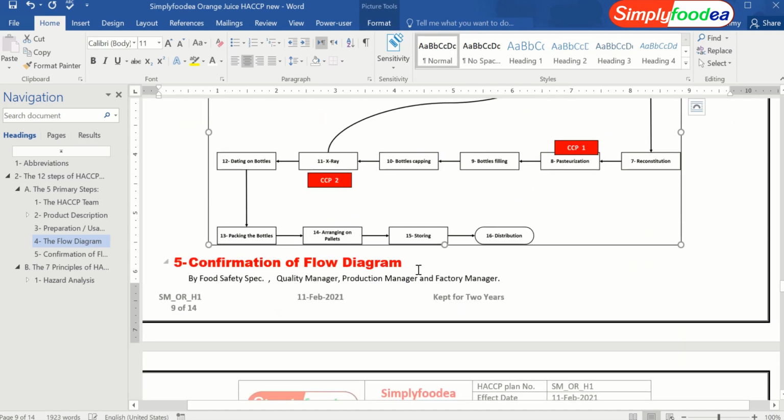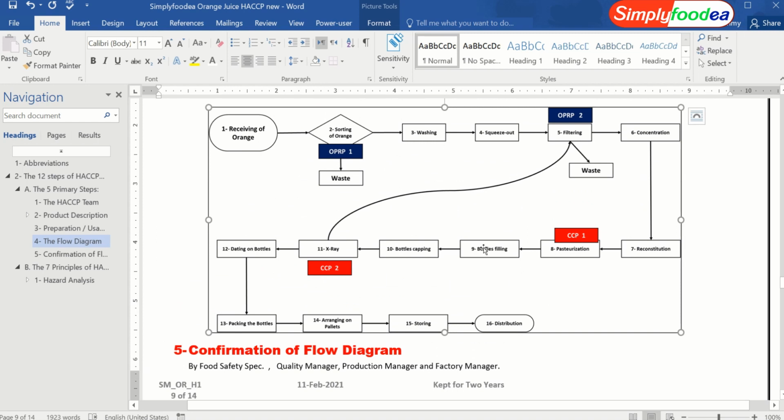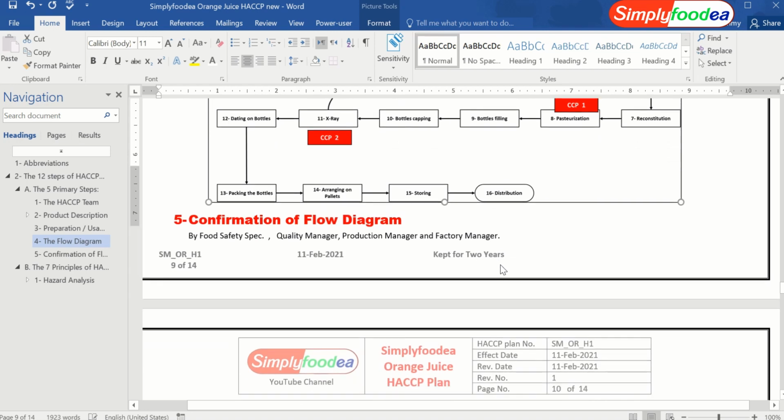And the confirmation of the flow diagram by the food safety specialist, the quality manager, the production manager, and the factory manager. Whatever, you will take this flow diagram down to the factory and check each step of it, and don't forget that the steps must be in numerical sequence.